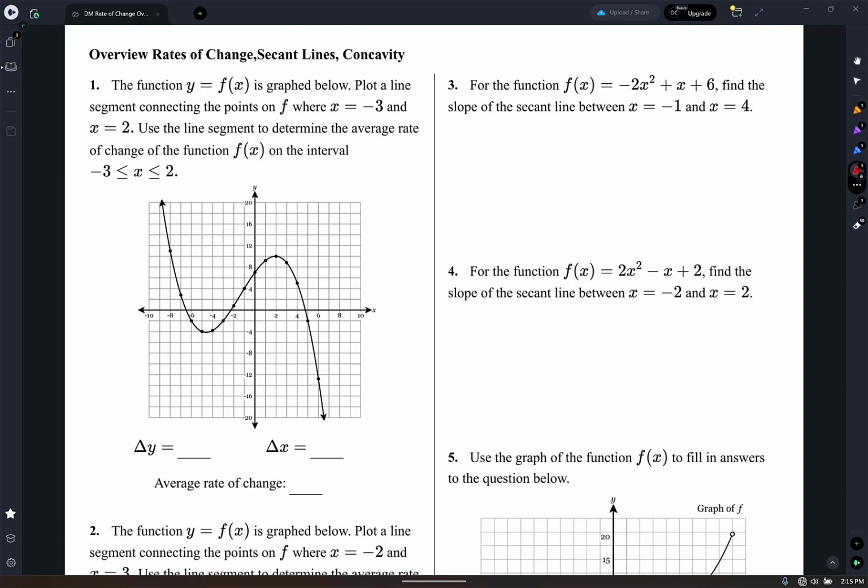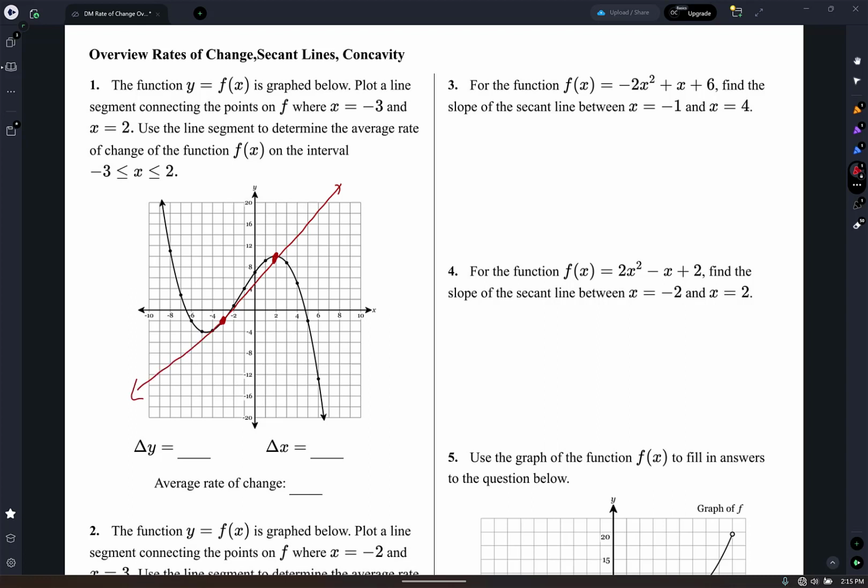Question number 1. The function y equals f of x is graphed below. Plot a line segment connecting the points of f where x equals -3 and x equals 2. So I'm going to go to -3, and I'm only seeing the y-axis is going by 2, the scale. So -3, -2, put a point there. And then at 2, you're going to put a point as well. And that looks like it's 10. So 2, 10. And then connect those 2 points.